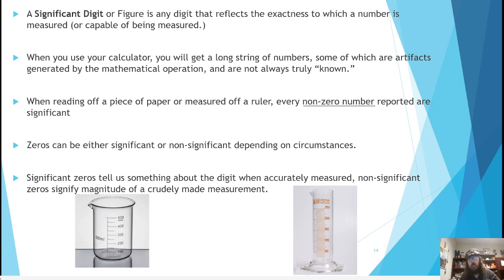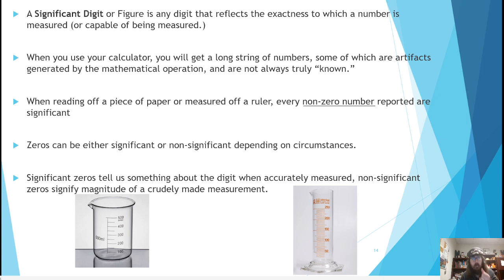So now we have to trust some things, but when we read off a number from a piece of paper, or we measure something from a ruler, every non-zero number must be considered significant. The zeros are where it gets tricky. Zeros can either be significant or non-significant depending on the circumstances.